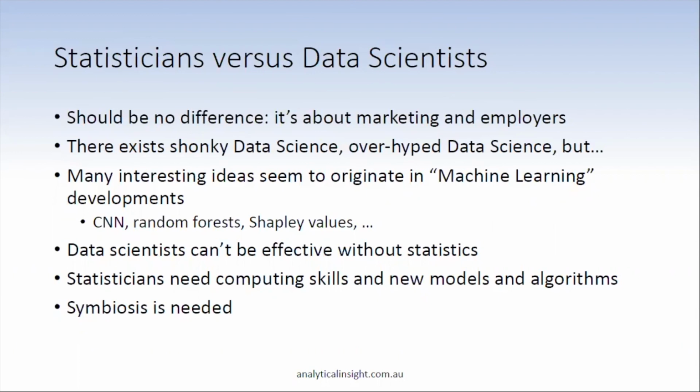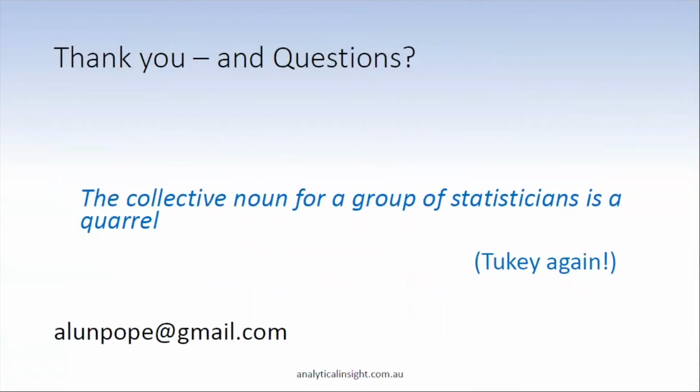And it's true, there's shonky data science and there's overhyped data science, but there's also some good stuff coming out of that part of the world too, like not the fake news channel, but convolutional neural nets, random forests, Shapley values, stuff like that, which is interesting and sort of, I suppose, left field. But the basic thing is you can't do data science without the statistics, and statistics needs computing skills and new models and algorithms, stuff like that. So basically what it boils down to, my point is that we need symbiosis. Thank you.